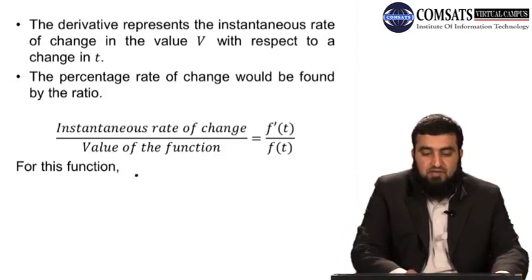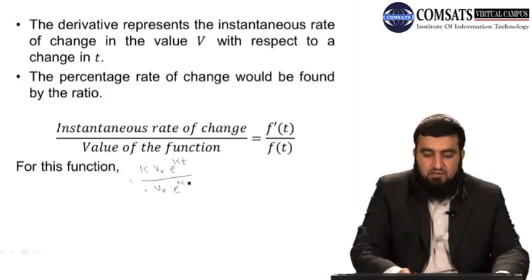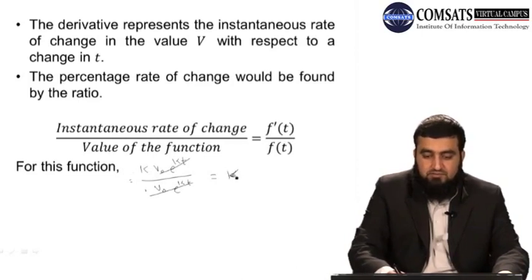So for this function, as we saw, f prime of t is k v naught e to the power kt, divided by v naught e to the power kt. So these two cancel and we have k. So we have seen that by using the instantaneous rate of change we have found the percentage rate of change, which was k, as we specified initially in the exponential growth processes.